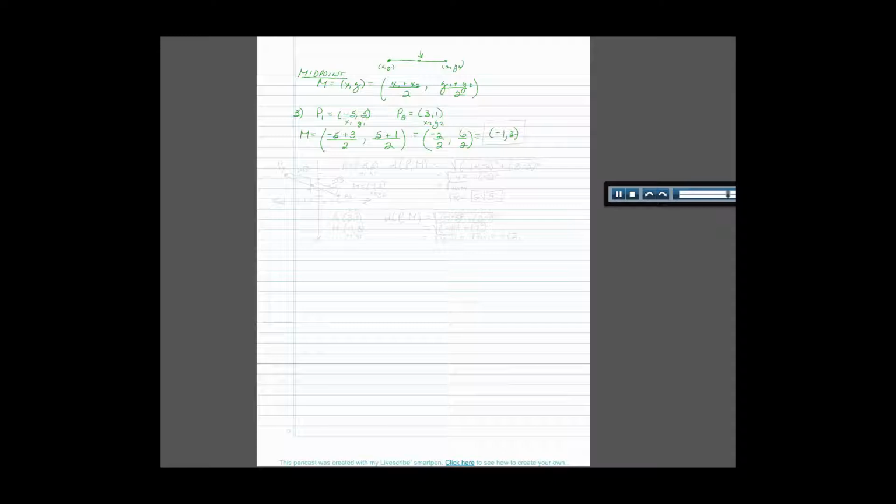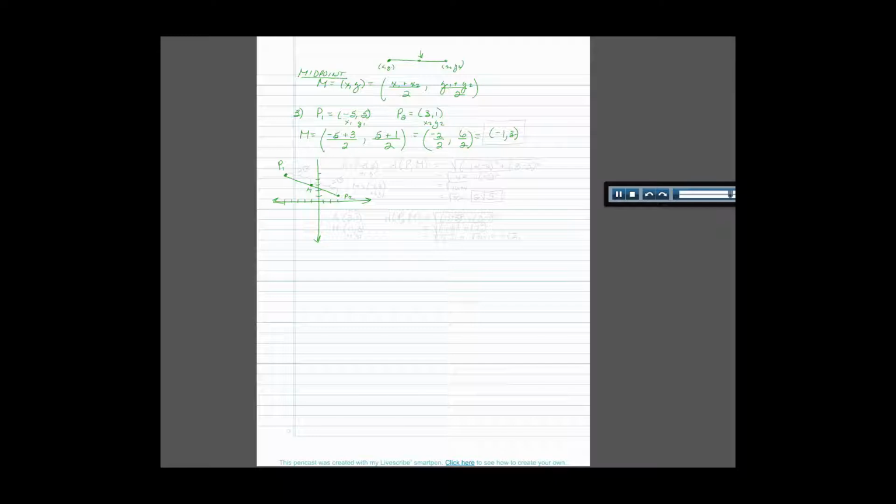Well, I think that'll be easier to understand if I actually plot these points on here for you. So let's do that. So we've got the point -5, 5. So 1, 2, 3, 4, 5 in the negative direction. 1, 2, 3, 4, 5. So I've got this point. That's point 1. And then point 2 is the point 3, 1. So 1, 2, 3, 1. And it's point 2. And we want to know what is the midpoint, which we found. It was -1, 3, so it's about here. That's M.